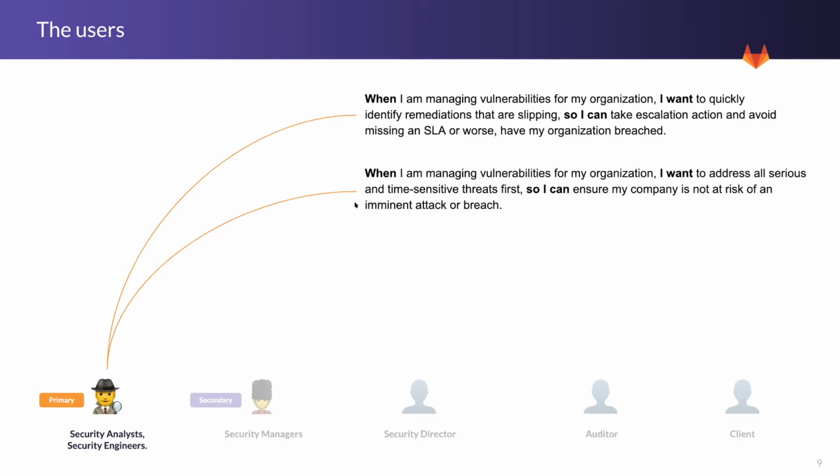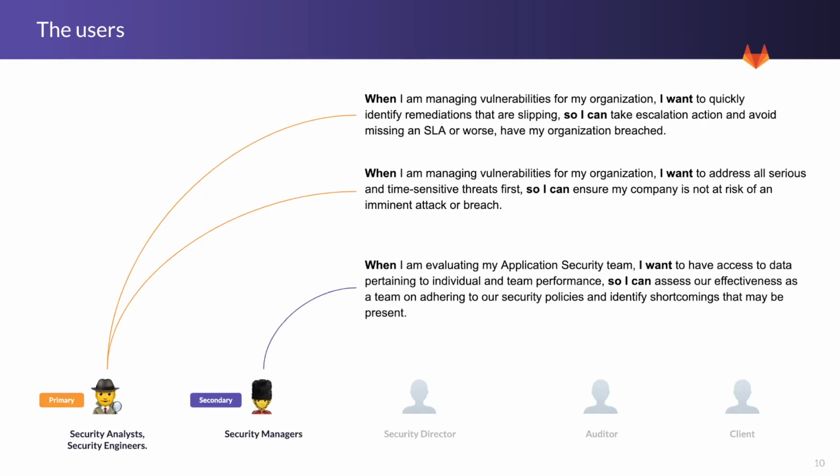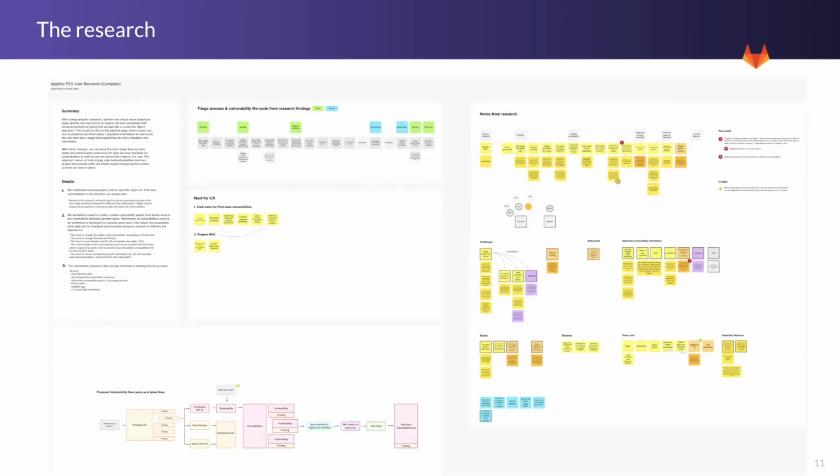And we have a secondary persona as well that we want to account for in these designs. When I'm evaluating my application security team, I want to have access to data pertaining to individual and team performance, so I can assess our effectiveness as a team and adhering to our security policies and identifying shortcomings that may be present. It might have been the longest job we've done so far.